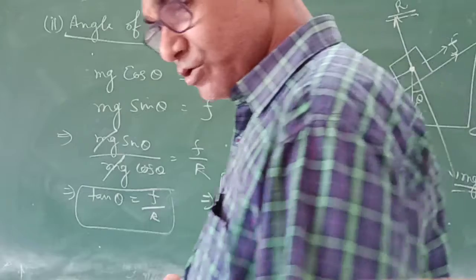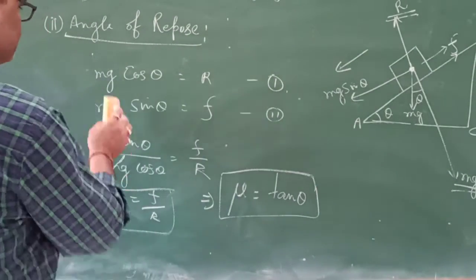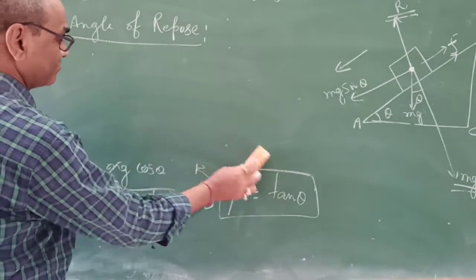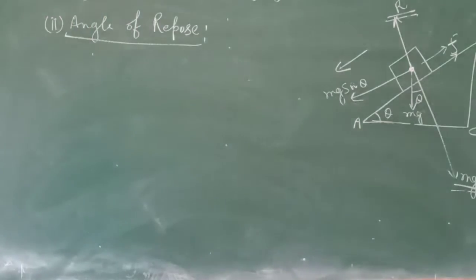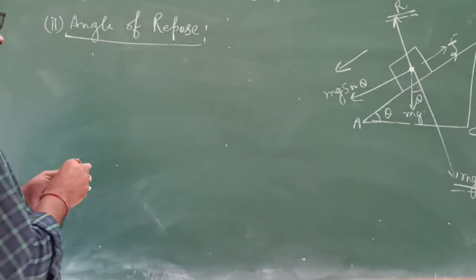Now, one more point is there. Definition along with the diagram and derivation, 1 mark. Angle of friction: definition of angle of friction along with the diagram, and mu is equal to tan theta. 1 mark. 1 mark now left.